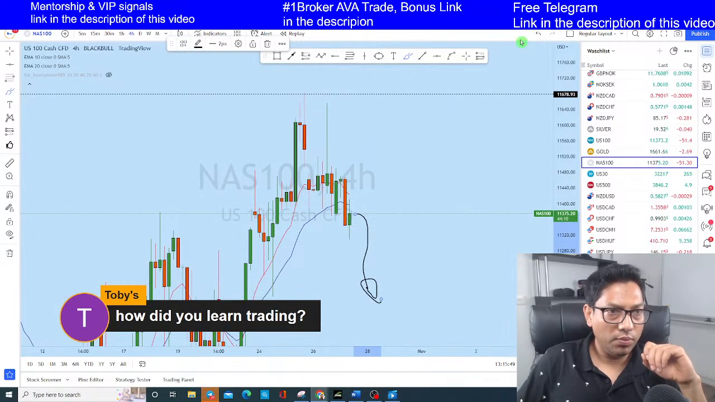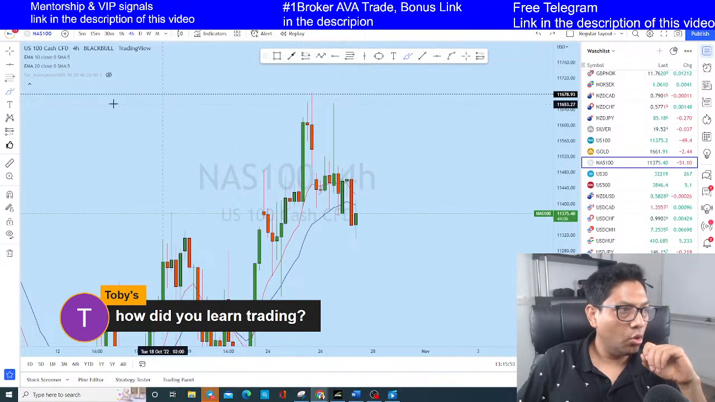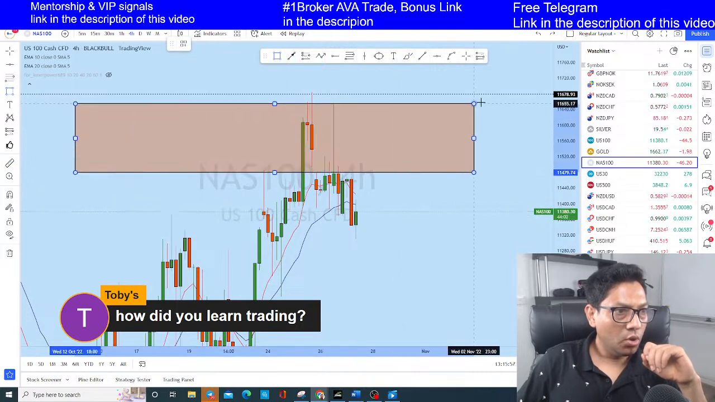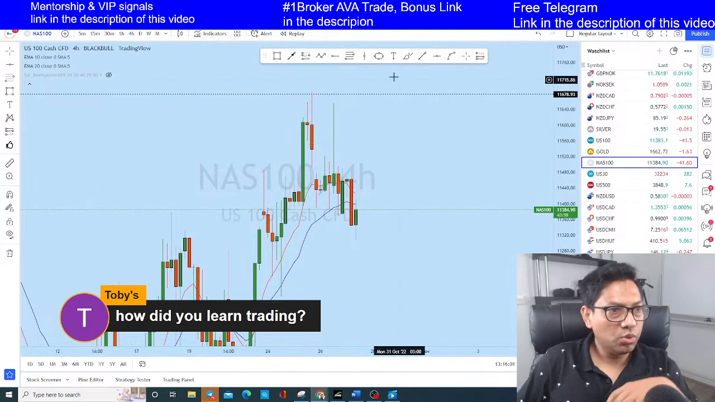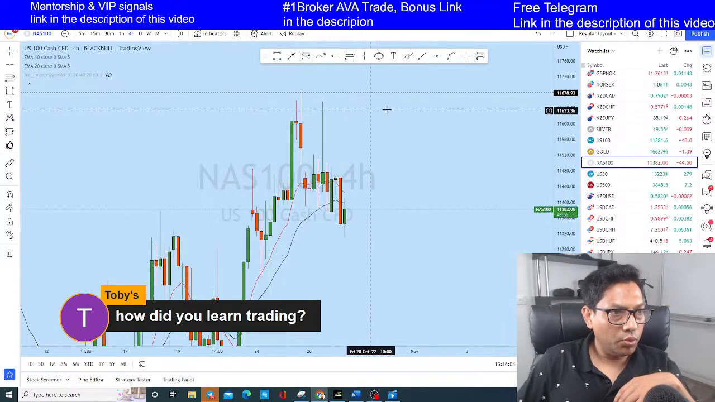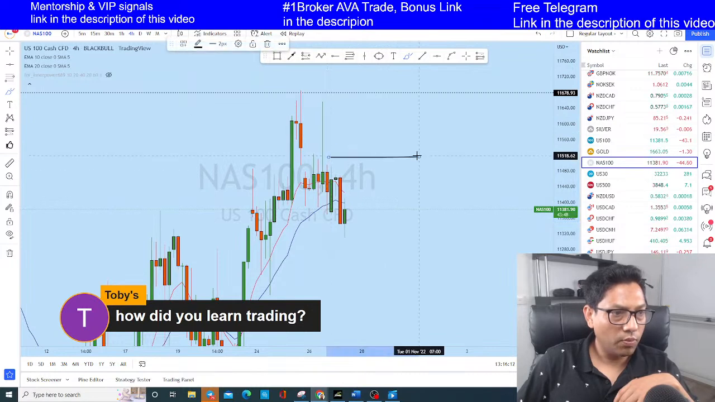So how will I be doing this? For me, the best place will be when it goes to this zone. If it goes to this level where there is a long wick candle, that is where I will be putting my bet, because if I sell from here, there is a chance of being stopped out, because I have to put my stop loss here.